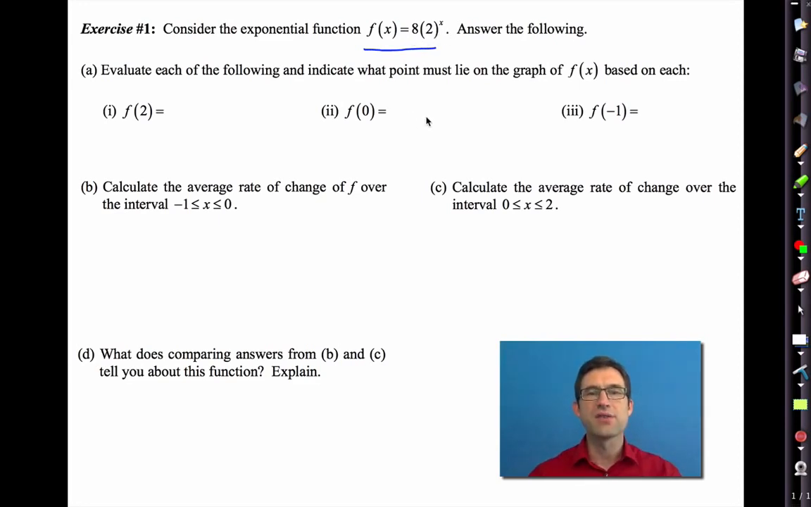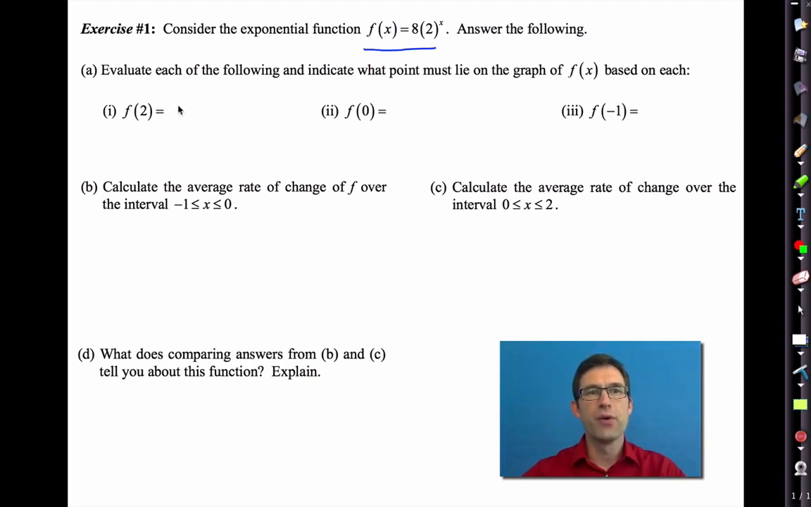Letter A asks us to just evaluate this function at a variety of inputs. So what I'd like you to do is pause the video right now, spend up to 5 minutes, it shouldn't take you that long, to work out subproblems 1, 2, and 3. Pause the video now. All right, let's go through them.